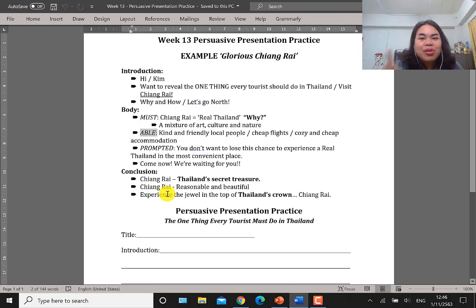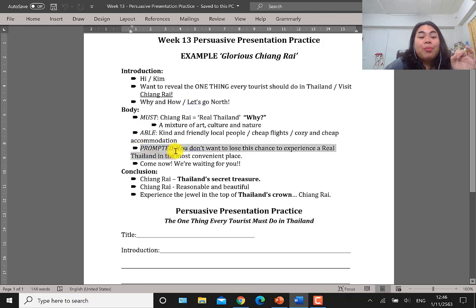And come to Chiang Rai. It's very easy. You have to convince them it's an able thing to do, which means you can do it. If they can't come, don't make them think, oh, I can't come to Chiang Rai. Convince them that they can come to Chiang Rai. Why? Because it's a very safe place, with kind and friendly local people. You can just fly here. The flights are cheap. Also, what about hotels? It's not expensive like Phuket. It's actually cozy and cheap.